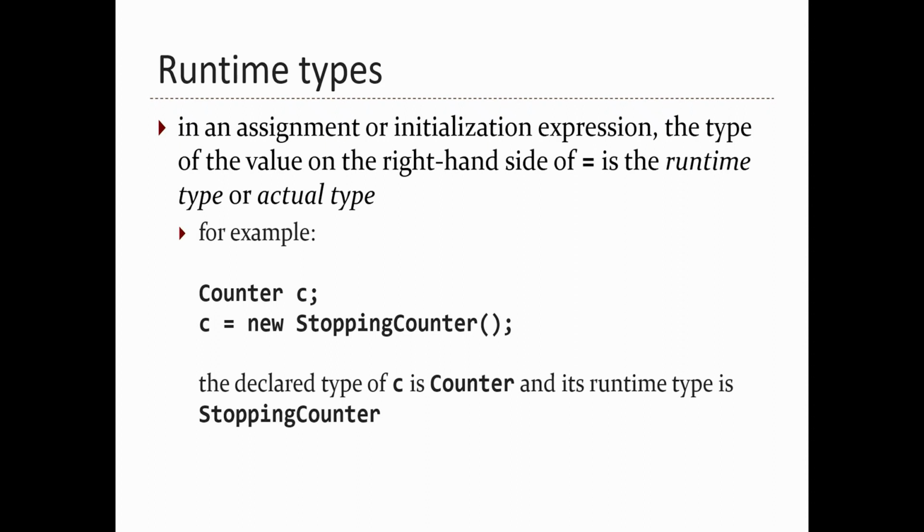All right. So there's a second type that's important in Java. There's something called the runtime type. When you assign or initialize a variable, so you write something equals something, the thing on the right-hand side determines the runtime type of the object. So when I say C equals new StoppingCounter, the declared type of C is Counter, but its runtime type, or its actual type, is StoppingCounter. The declared type is on the left, the runtime type is on the right.